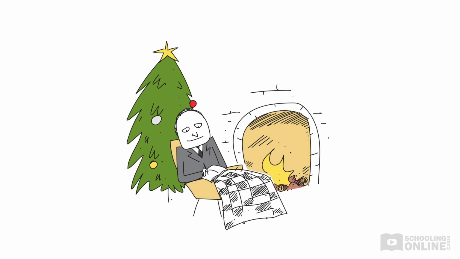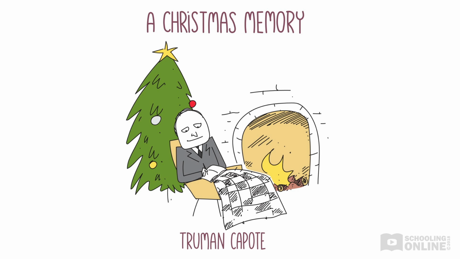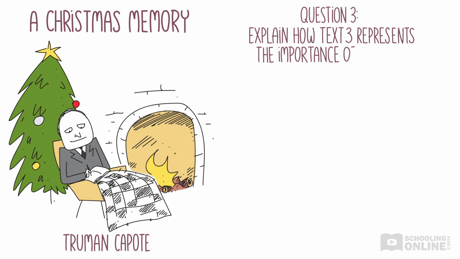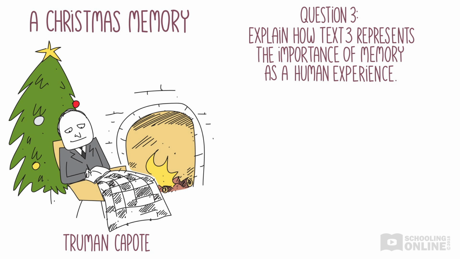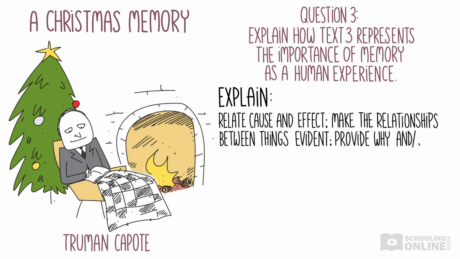Next up is a fiction extract from Truman Capote's short story, A Christmas Memory. The question is, explain how text 3 represents the importance of memory as a human experience. According to the NESA glossary, the question word explain requires us to relate cause and effect, making the relationships between things evident, provide why and or how.